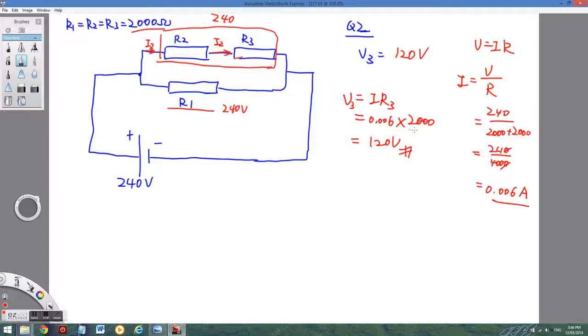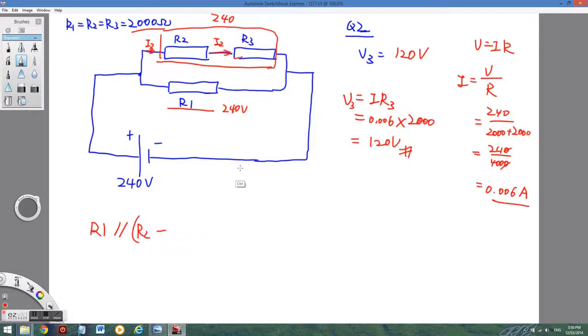Okay, done. The main point of this question is that R1 is in parallel with R2 and R3. Let me write it down. R1 is parallel to R2 and R3 together, not with just one of them, both resistors on the top. Now have a look at question 3.